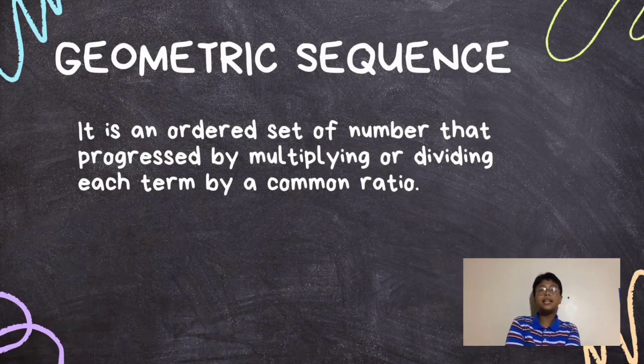But what is a geometric sequence? A geometric sequence is an ordered set of numbers progressed by multiplying or dividing each term by a common ratio. So here are the examples of geometric sequence.